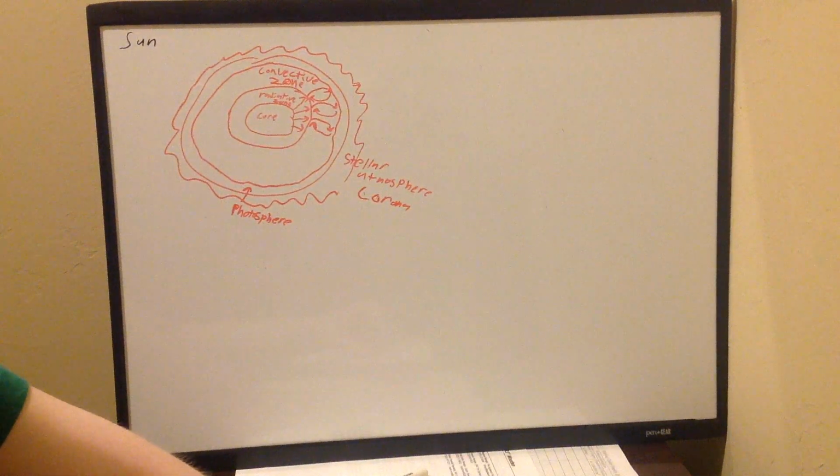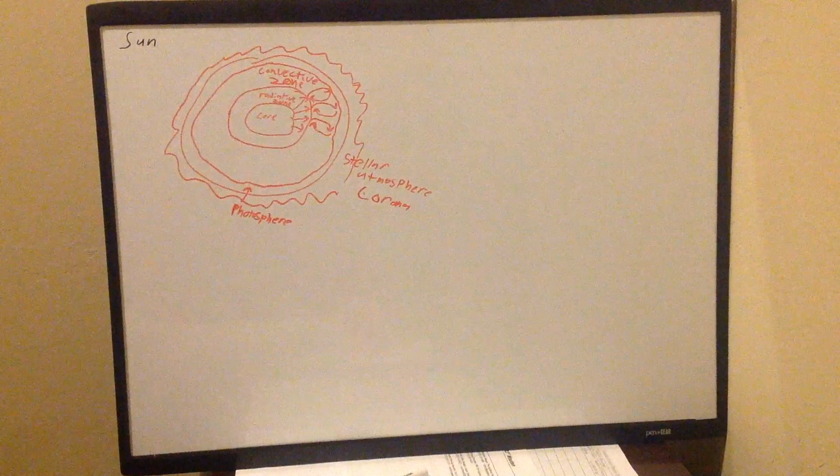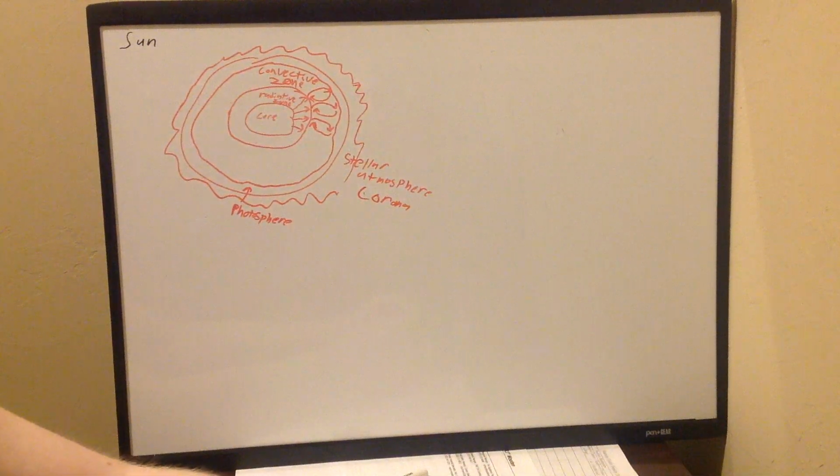And the corona actually has the really strange property that it's very hot. It's actually a great deal hotter than the photosphere, which is crazy. You know, the photosphere is way denser and it's much closer to the core. So you would expect the photosphere to be hotter, but the corona's hotter.